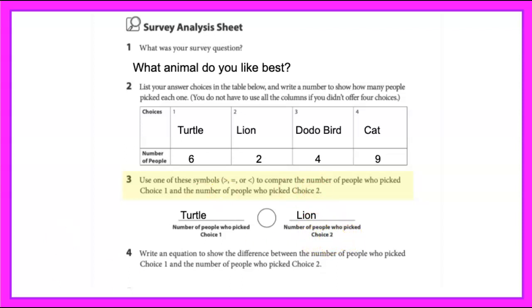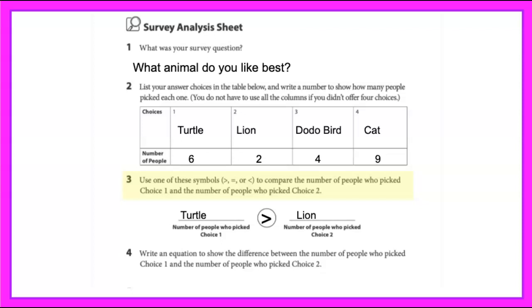Now we need to decide who had more votes. Now remember, when we draw our greater than or less than symbols, our symbol's kind of like that alligator mouth, and that alligator always wants to eat the bigger number because alligators are really hungry and they can eat a lot. So we can see that there are more people that chose turtle because 6 is a bigger number than 2. So we would have our symbol facing or eating turtle, and we would read that as the number of students that chose turtles is greater than the number of students that chose lions.